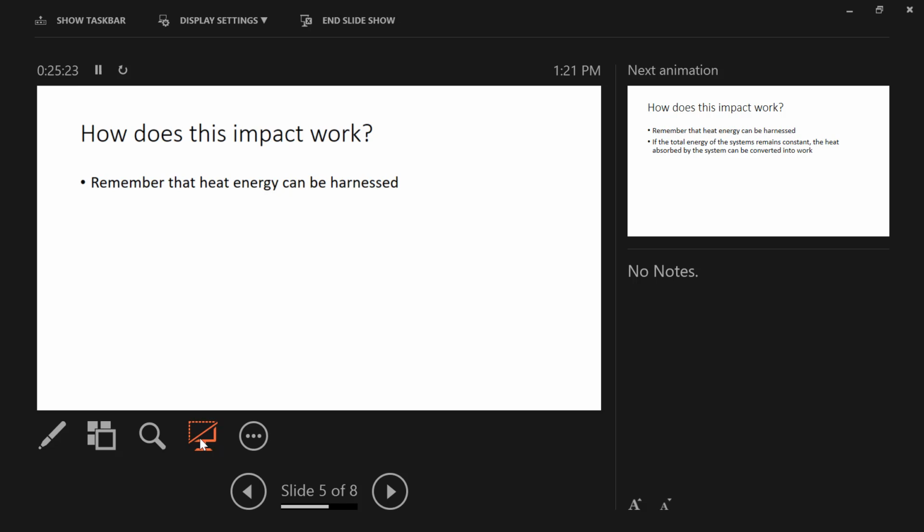So remember that we said that heat energy can be harnessed. We can harness heat energy, and we can use that heat energy to do work. Now, we also mentioned that it is more difficult to harness heat energy than kinetic, right?